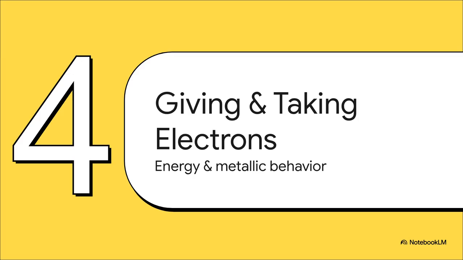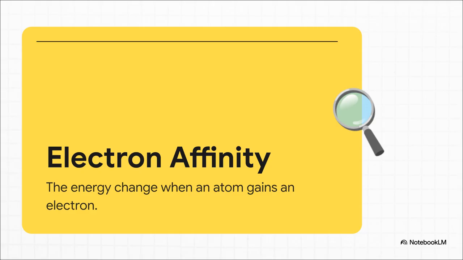Okay, so we've got a handle on size and pulling power. Now let's see how that actually affects the way elements interact with each other. We're going to start mapping out the trends for gaining and losing electrons, which, let's be honest, is the heart and soul of pretty much every chemical reaction. So think back for a second. We said ionization energy was the price you pay to take an electron.